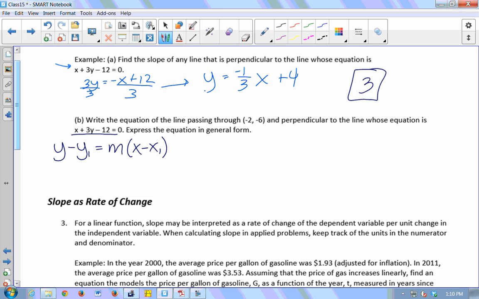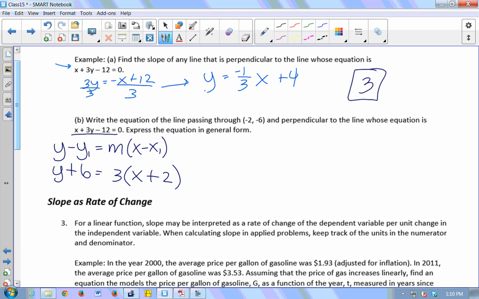They asked us to put the equation in general form. We can do that after. We'll start with point slope form. Put in a 3 for m. And for x1, I'm going to put in a -2, and for y1, a -6. So I have minus -2. Oops, I forgot the x. X minus -2. And here I have y minus -6.